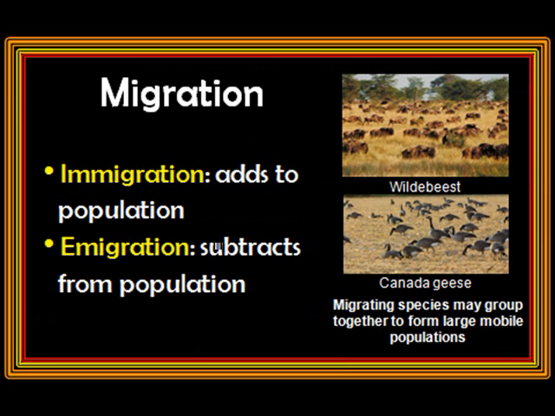Migration consists of two factors. You have immigration. Notice it starts with an I. That, I like to think, stands for individuals coming in to the population, so the I stands for in. That's going to add to your population. Emigration is the opposite of immigration. Emigration, you'll notice, starts with an E, kind of like exit. These are individuals who are leaving or exiting the population.